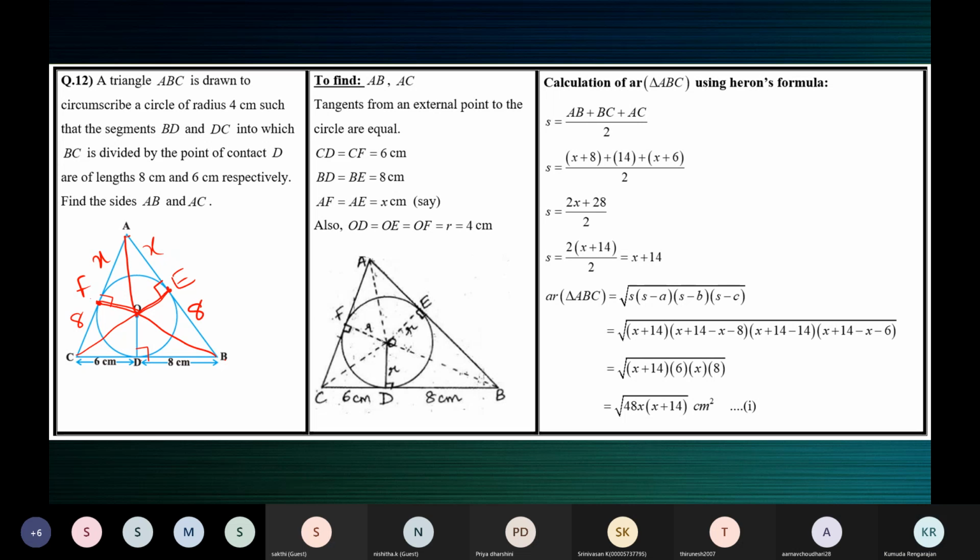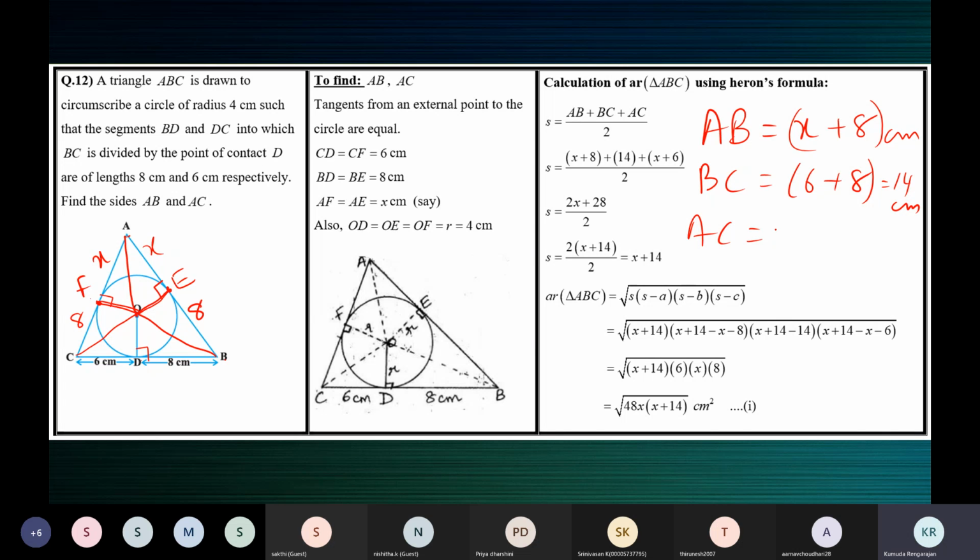What is the length of the side AB? 8 plus x, or x plus 8. What is the length of the side BC? 14 centimeters, 6 plus 8, 14. What's the length of the side AC? I can hear 6. AC, AC.